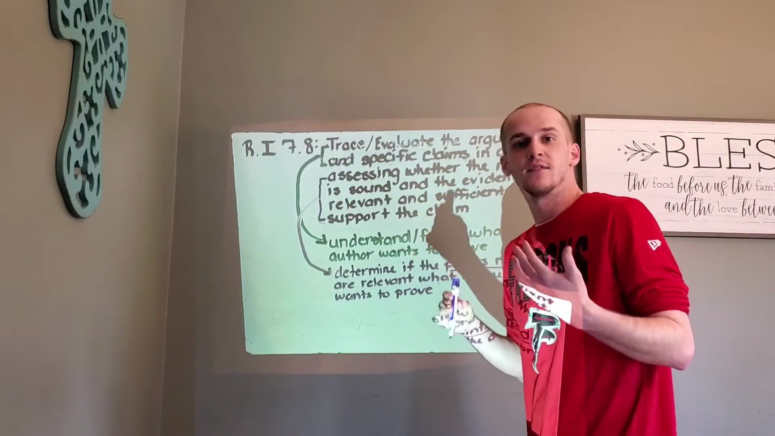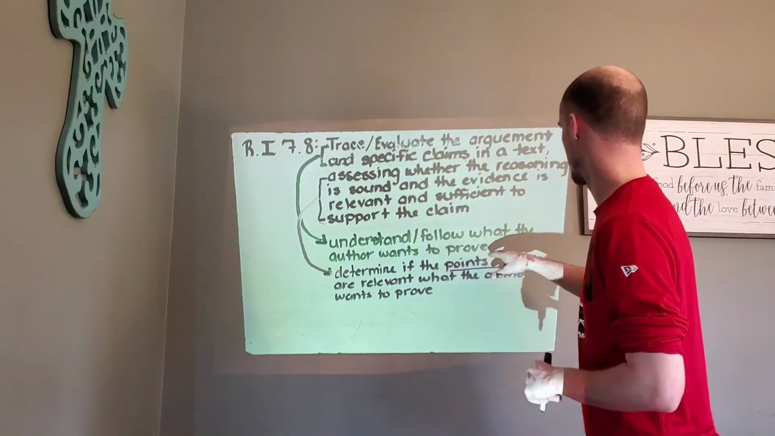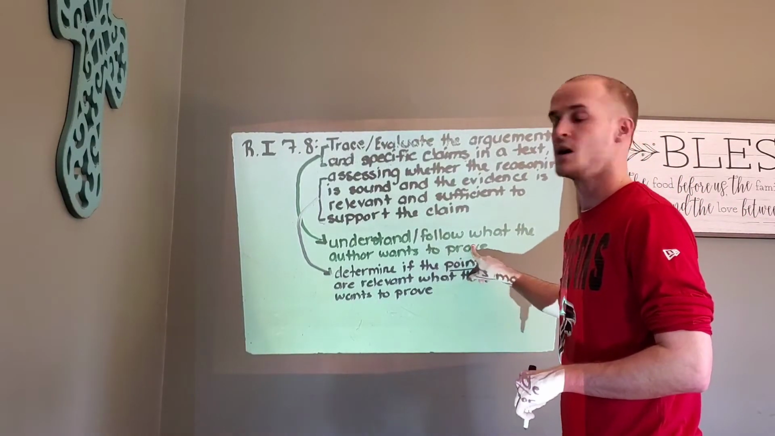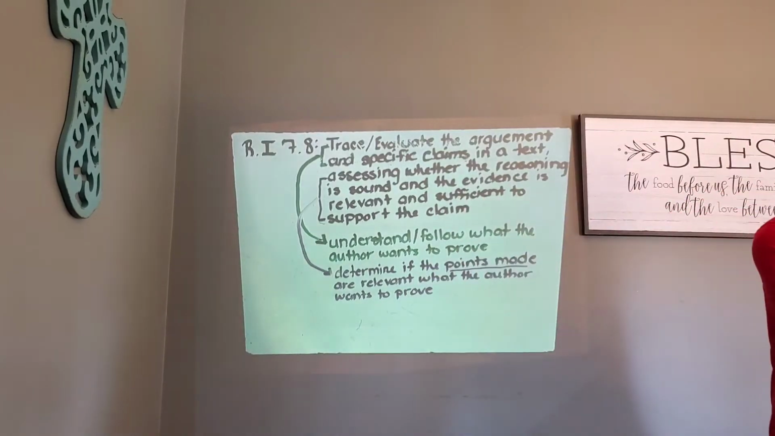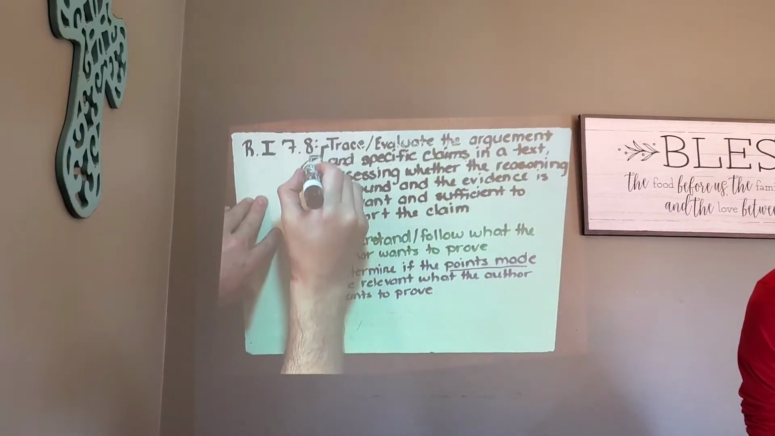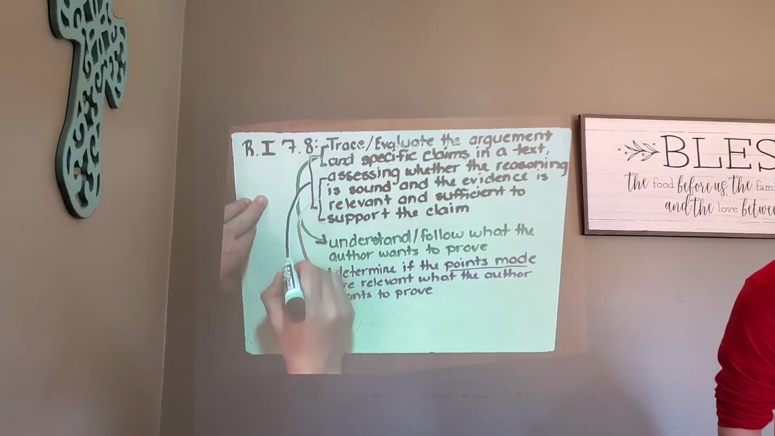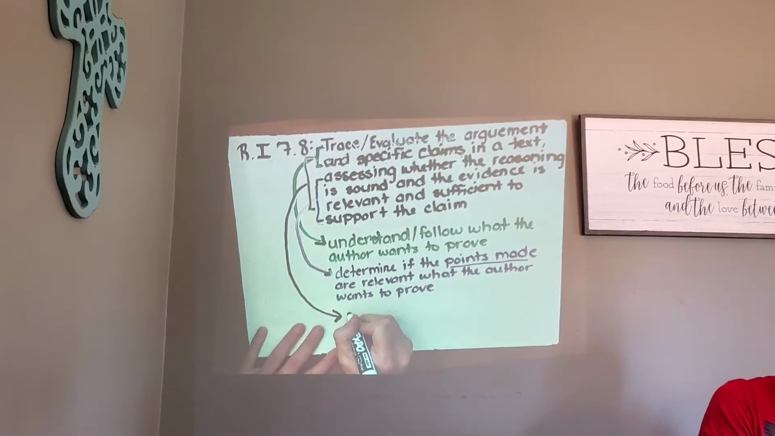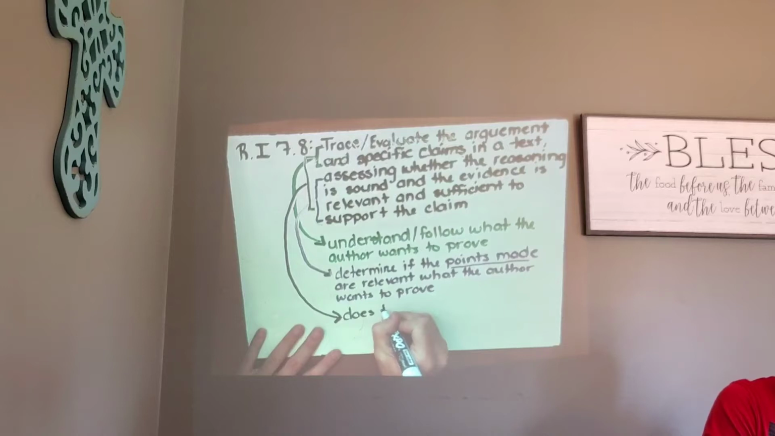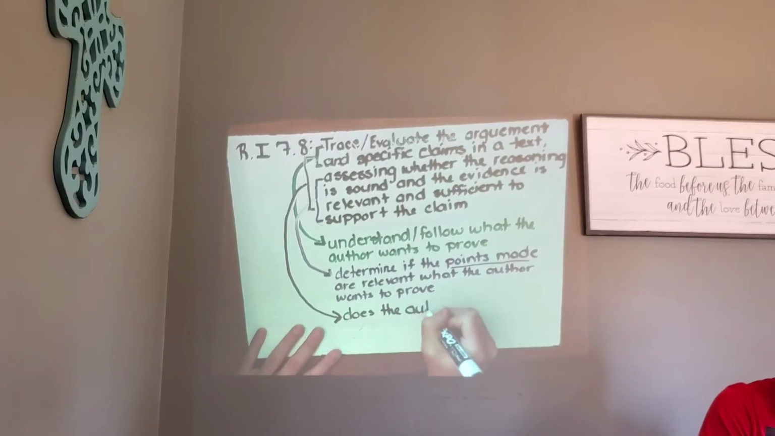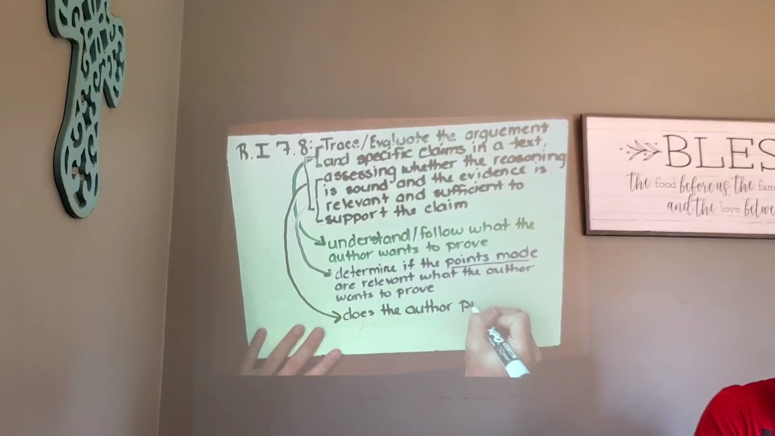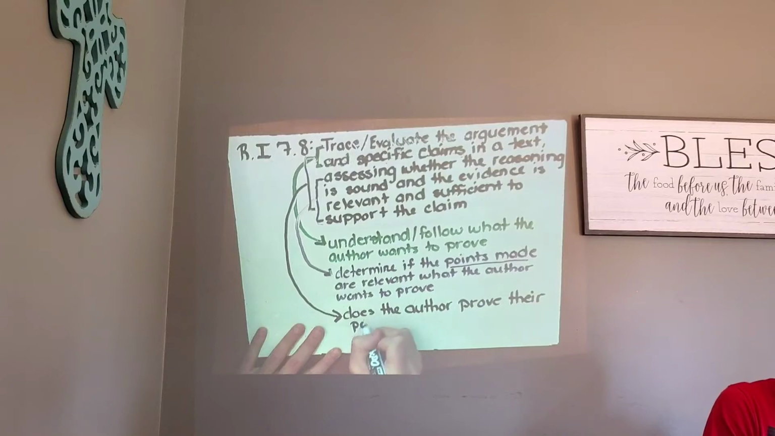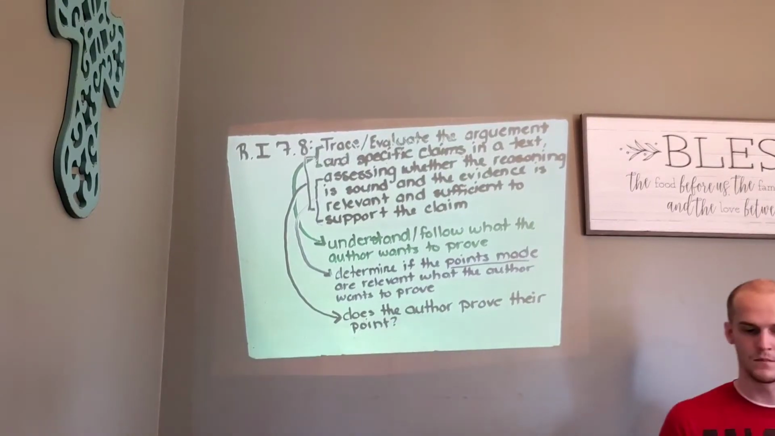This is the same idea that authors do in their writing. They're going to try and prove a point, and then they're going to give details to prove that their point is right. So those are our first two steps. The third step is a combination of the two. It's this whole thing right here. The third step is you have to decide, does the author prove their point? Does the author prove their point?